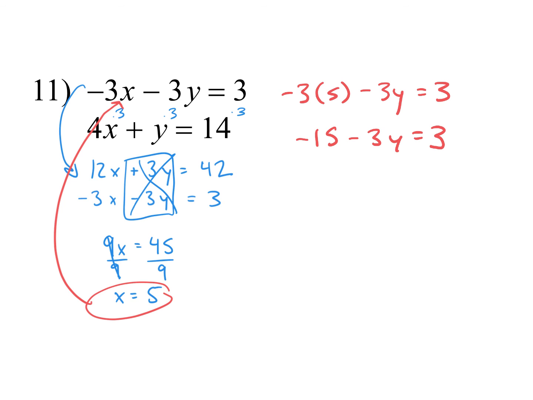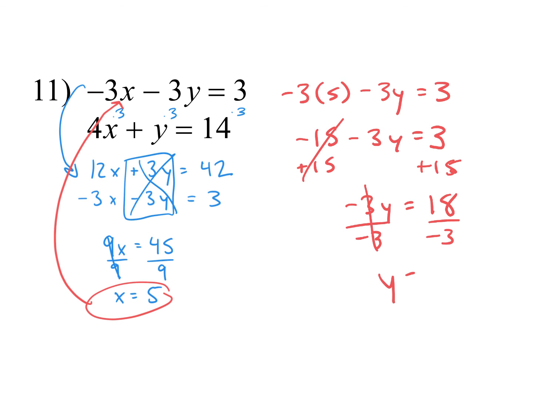Amanda, what should I do next? Add 15. So negative 3y is equal to, what's 3 plus 15? 18. Divide by negative 3. So what's y equal to? Negative 6. How would I write my answer? 5 comma negative 6.